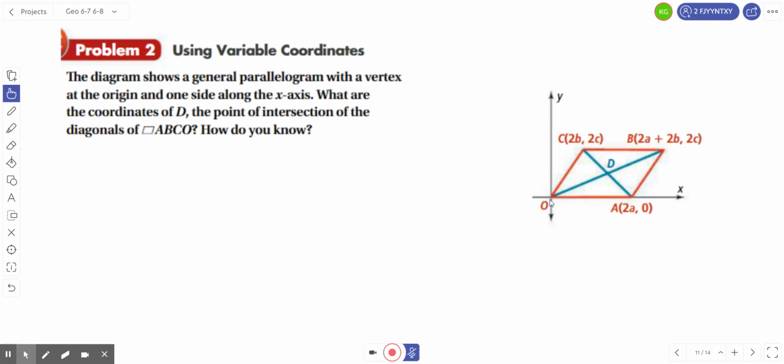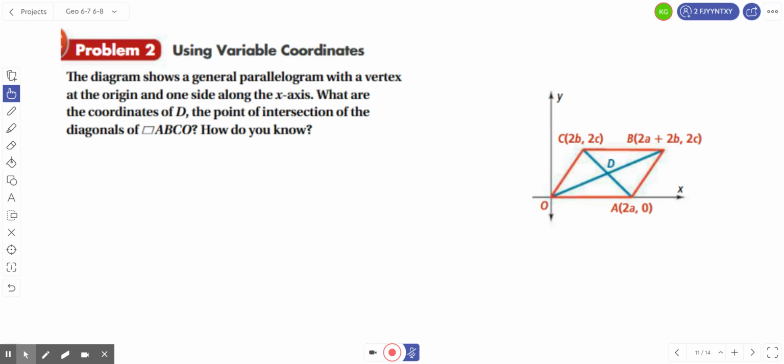There's one vertex at the origin, so this is placed pretty well for us, and one side along the x-axis. So that's this bottom side is along the x-axis. What are the coordinates of D, this midpoint, which is the intersection of the diagonals? And how do you know?